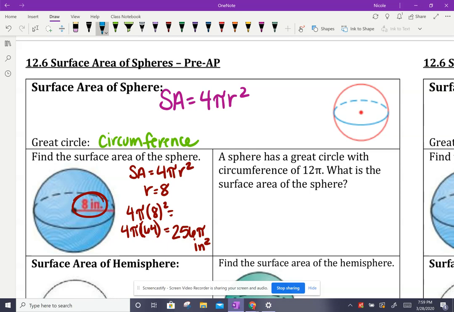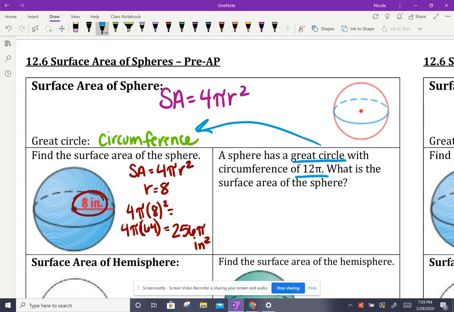Next, I have a sphere with a great circle. Oh, that means circumference of 12 pi. What is the surface area of the sphere? Well, circumference is 2 pi r. 2 pi r equals 12 pi. So that means r has to be equal to 6.